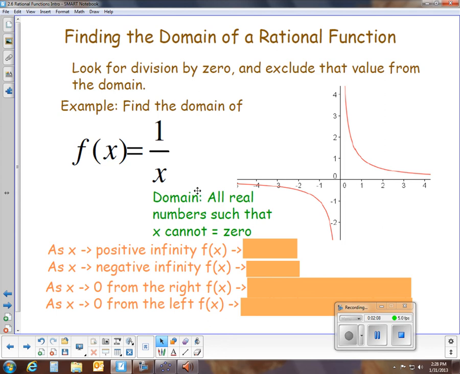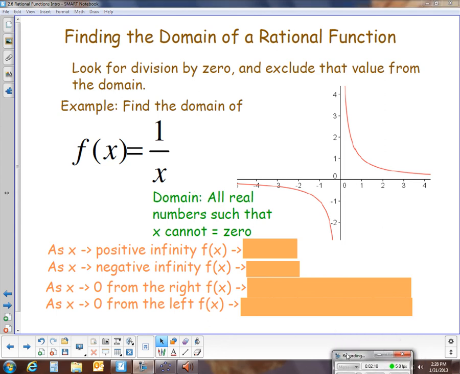So if we look here at this function, we can look at the endpoints. As x goes to positive infinity, so as we go out here, f of x, the function, also gets smaller and smaller and smaller, getting closer and closer to zero the farther out we go. Likewise, as x goes to negative infinity, it's getting up here closer and closer to zero. But it's on the negative side, so that's why we say it's getting larger.